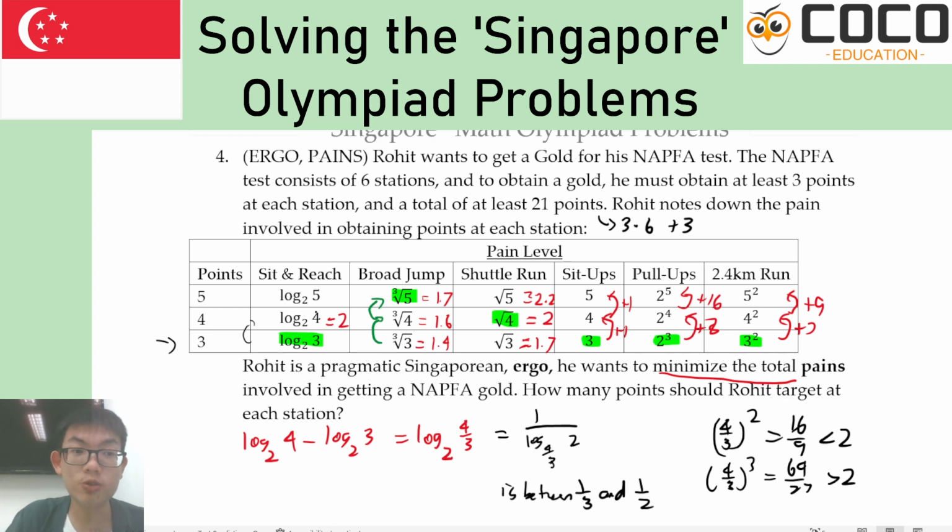The gap between log 2 4 and log 2 5 would correspondingly also be a bigger gap than the cube root and the square root. So 3, 5 for 3, 3, 3 would be the levels that should be targeted.